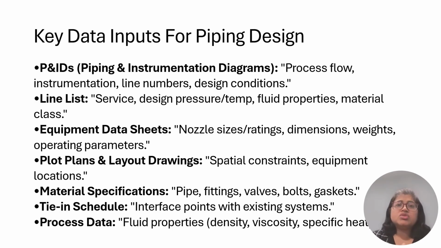Our fourth source is plot plans and layout drawings. These establish the spatial constraints, equipment locations, and overall footprint of the facility. And of course, finally, material specification. These are for pipes, fittings, valves, bolts, and gaskets, which are defined based on the service conditions and codes. This ensures material compatibility and structural integrity.